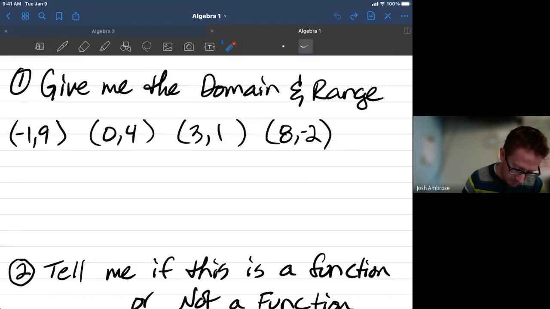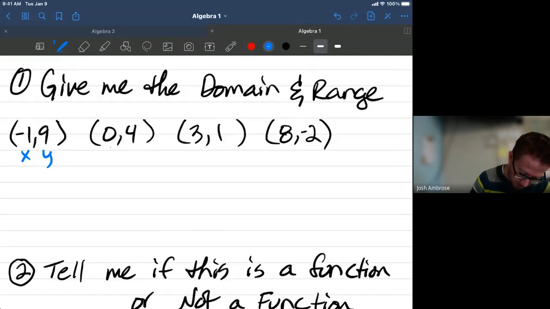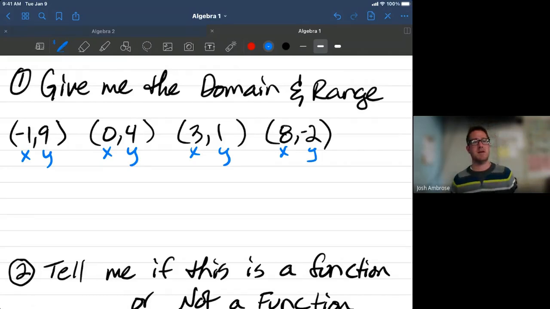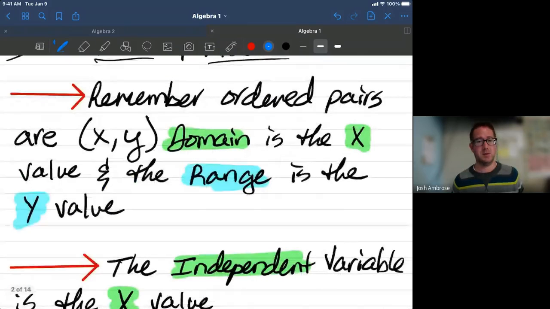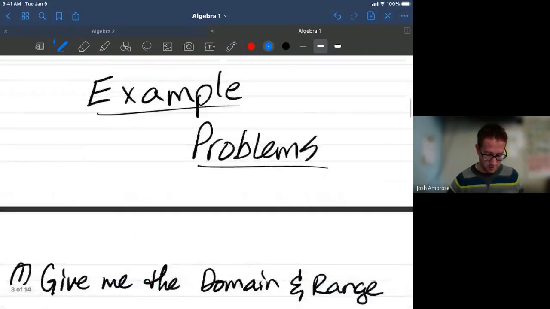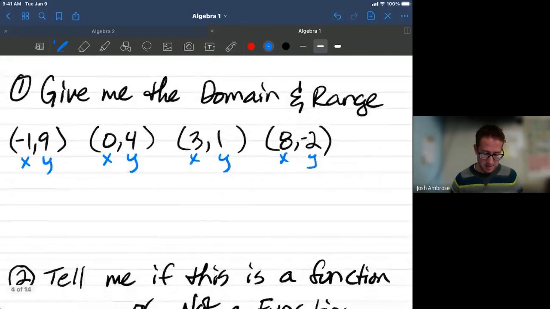Okay, and let's go in and just make sure. All right, here's the x, here's the y, here's the x, here's the y. All right, just making sure you understand all the values that are given. Give the domain and then give the range. Well, if you wrote down those notes and you look right back up at the top, boom, the domain is the x, the range is the y. So we can go right back down and very easy.